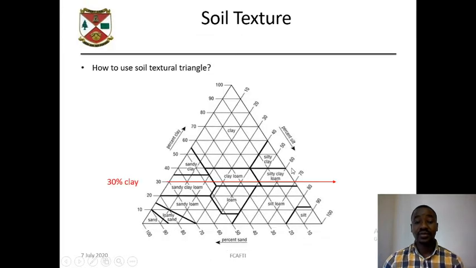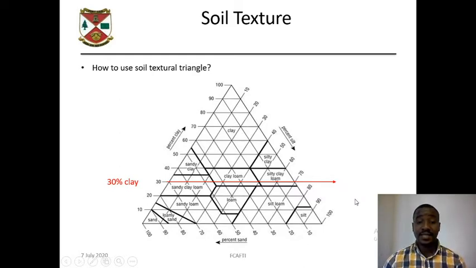So let's go to the example. Their soil percentage clay is 30%. So what we are going to do is draw a line from this 30% percentage clay across the soil textural triangle, and you will draw this line using a pencil.